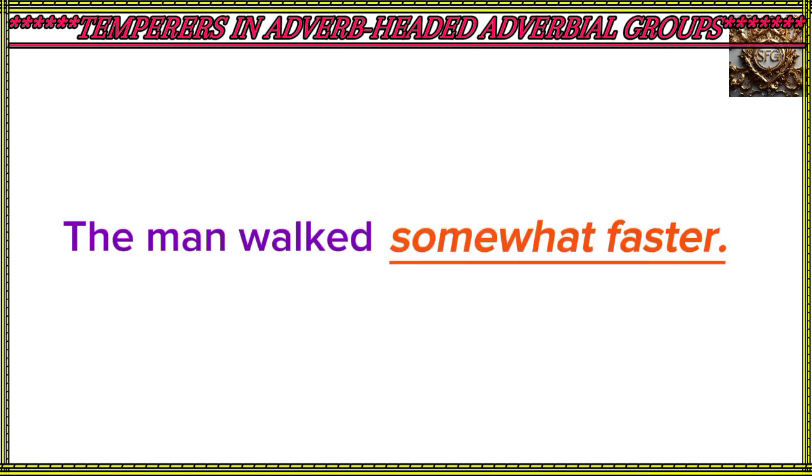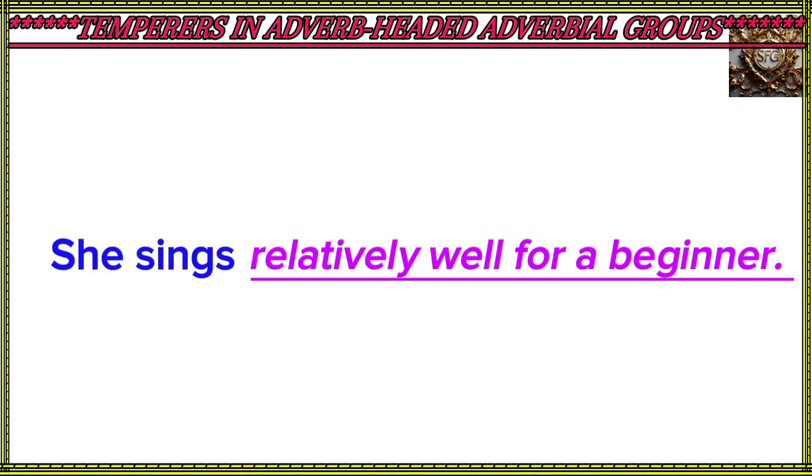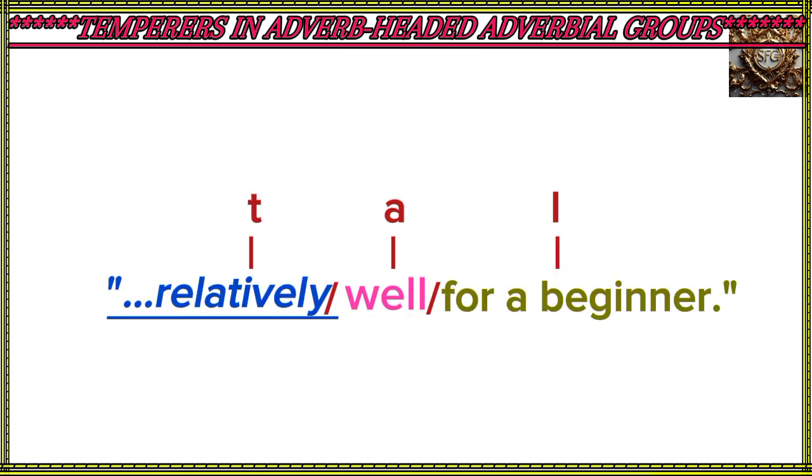The man walks somewhat faster. The expression somewhat faster in this sentence is an adverb-headed adverbial group, with somewhat functioning as the temporer, modifying the degree of the apex, faster. She sings relatively well for a beginner. Relatively well, in this sentence, is an adverb-headed adverbial group. In this group, relatively is functioning as the temporer, modifying the apex, well.